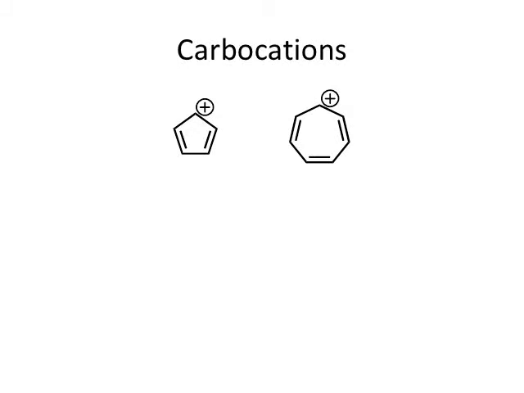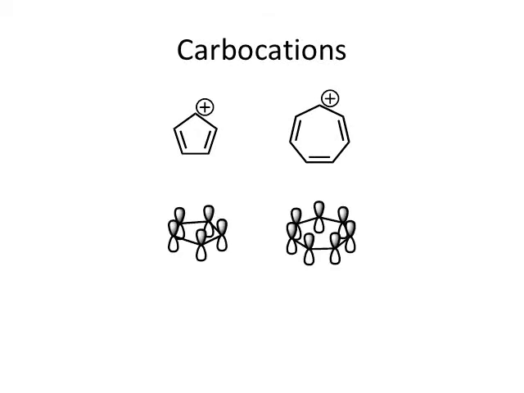Now, this doesn't only apply to neutral hydrocarbons. We could, for instance, look at charged species. So here are 2 cyclic carbocations, each of which is a loop of p orbitals. Because remember, a carbocation is an sp2 hybridized carbon with an empty p orbital. So the molecule on the left, cyclopentadienyl cation, has 2 pi bonds and an empty orbital, the carbocation. So that's a total of 4 electrons in the pi system.